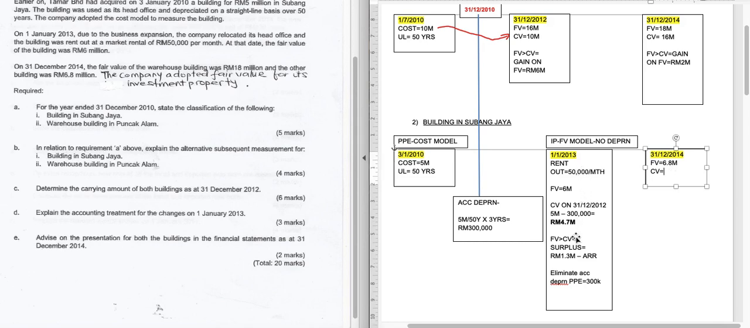So we take the fair value, 6 million. Is that correct? The carrying value is 6 million. And you compare the fair value and the carrying value. So again, the fair value is more than the carrying value, so you get gain on fair value of RM 800,000.